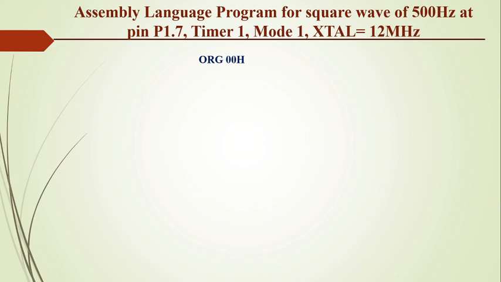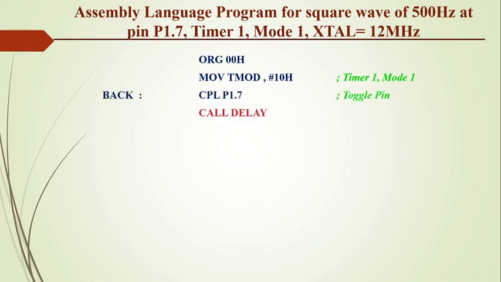So this is the initial RAM location where our program will be saved. Here, using the instruction MOV TMOD, #10H, we are configuring timer 1 in mode 1, or selecting timer 1 in mode 1. Now the next instruction is CPL P1.7. Here we are toggling the pin P1.7 and we are calling the delay.